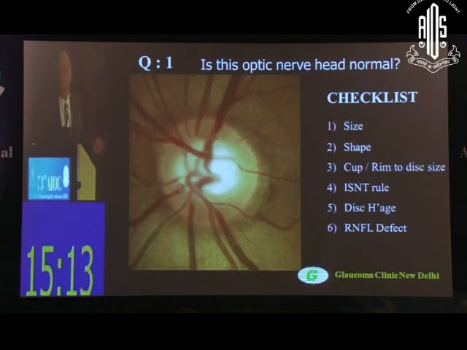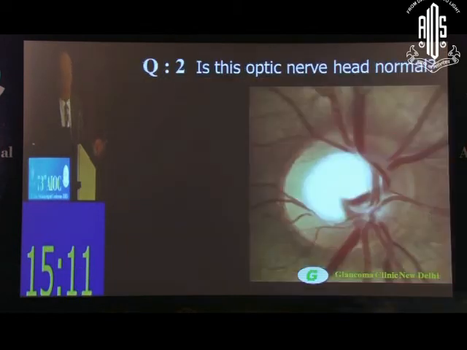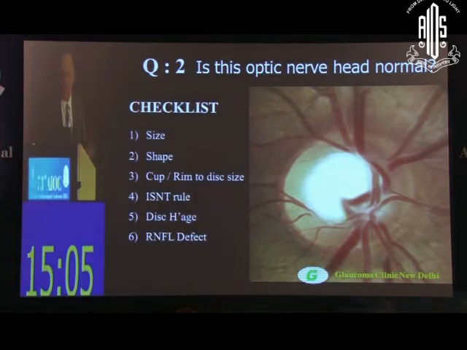You agree that this is a normal optic disc? Okay. Same thing for this. You're going to be inclined to think of this being a normal optic disc. Same thing here. Run through the checklist in your mind. It will take time initially, but soon you'll pick up speed when you come to see it.